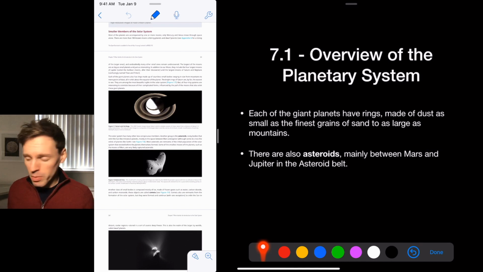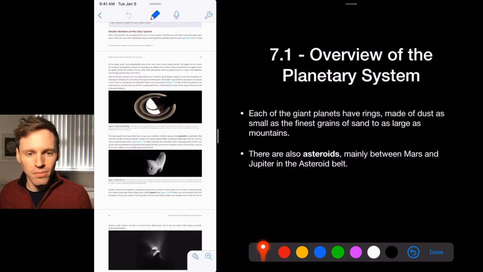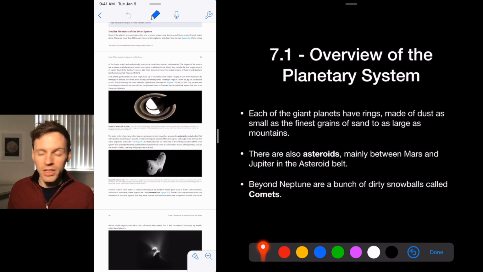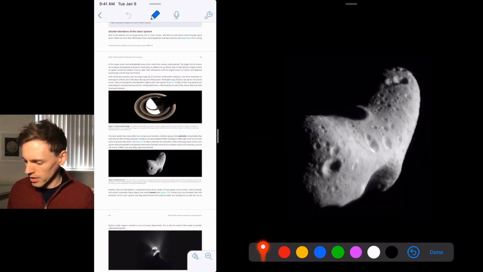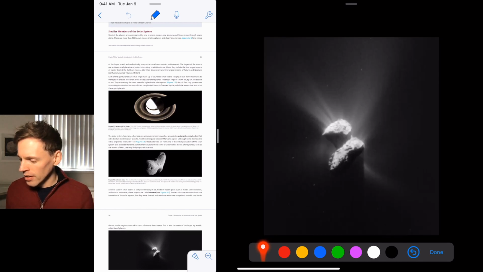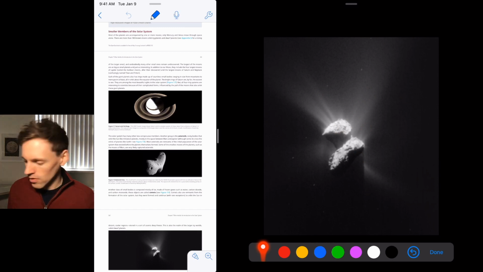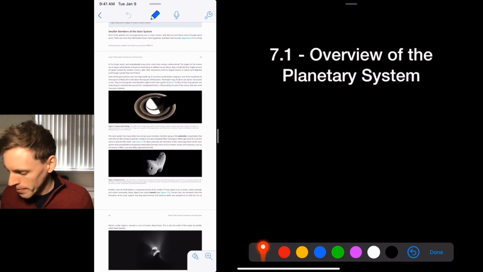There are also asteroids between the orbits of Mars and Jupiter. Beyond Neptune, you have your comets, which are basically just frozen, dirty snowballs. There's a mixture of ice and dust. This is an asteroid. And this is a comet, Churyumov-Gerasimenko, humanity's first flyby of a comet. You can see it actually looks like 2 objects that got stuck together and are now permanently fused. And you can see they're glowing off gas and dust. The solar wind is evaporating it.